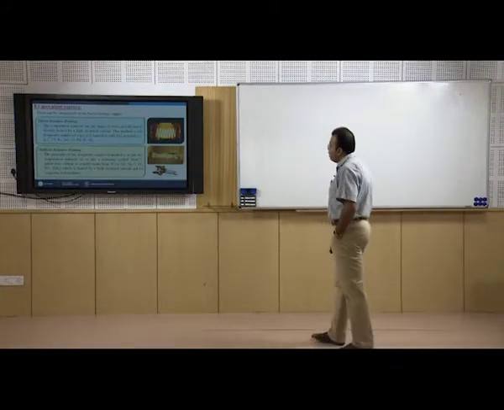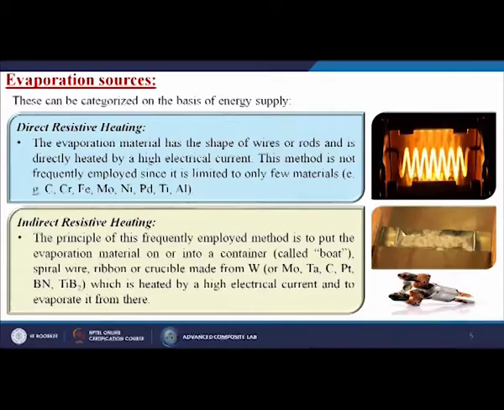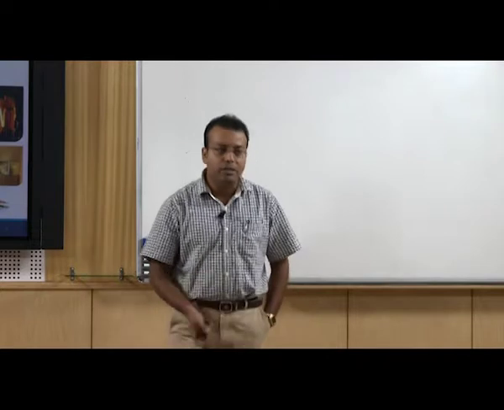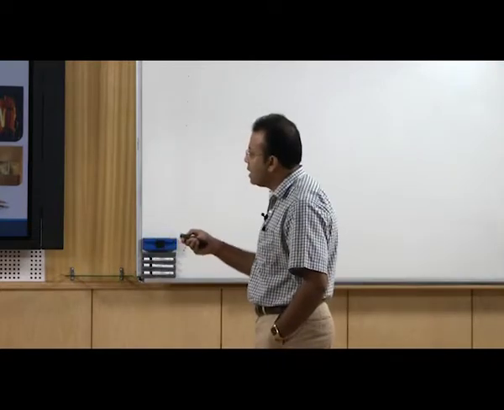Next, depending upon the evaporation sources, we can divide them into several parts. They can be categorized on the basis of energy supply, that means what type of source of heat we are going to use to agitate the target materials. The first one is called direct resistive heating.